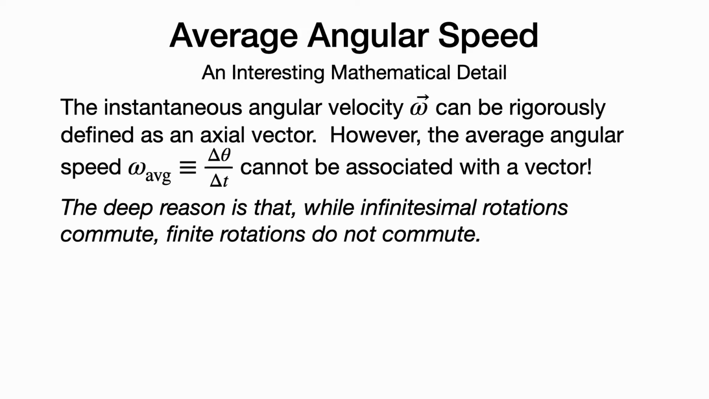What do we mean by this? Well, to see what's happening here, consider the following. Place a book on a tabletop. And now let's define our coordinate system so we can keep our rotations straight here.